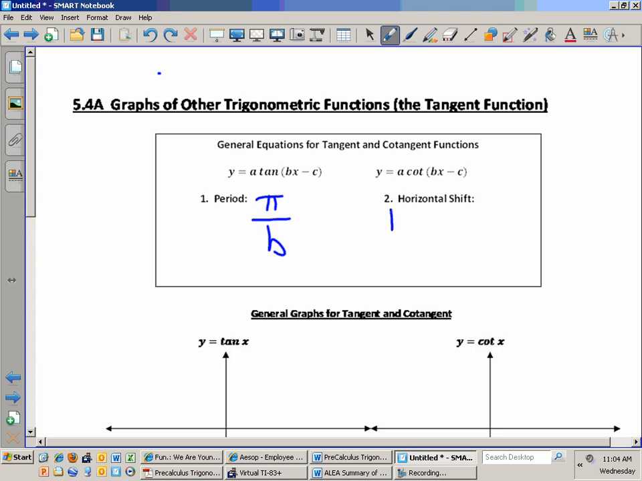The horizontal shift, same thing, bx minus c equals 0. Solve for x, and x will represent your horizontal shift.